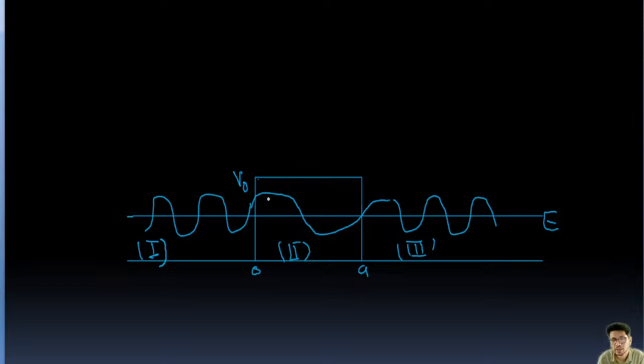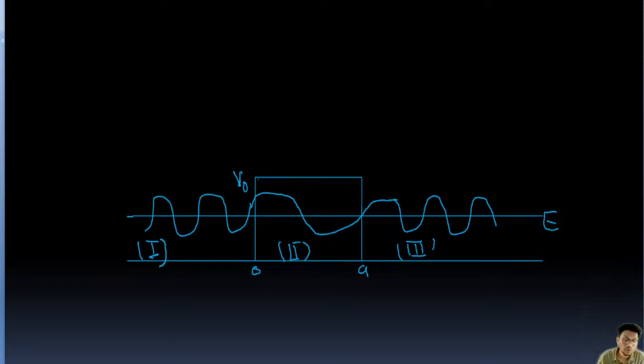Here you can see the energy of the wave is less than V naught, the height of the potential barrier. Classically it cannot penetrate this barrier, but quantum mechanically it will penetrate. So there is a probability of finding the particle inside this barrier. And then after this barrier, again it will move with the same energy E in region 3.